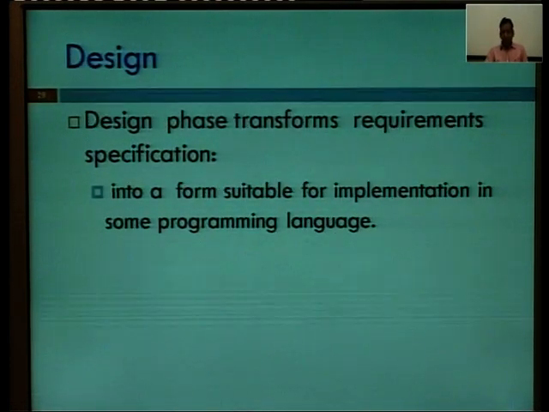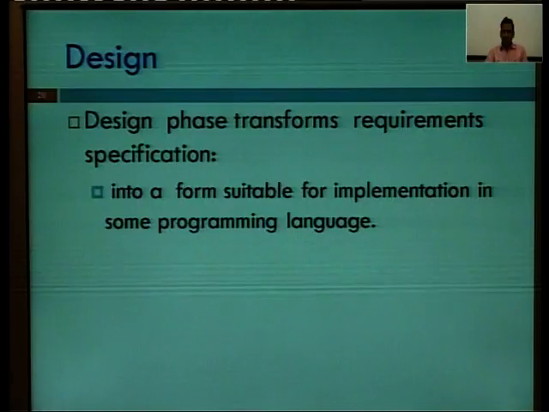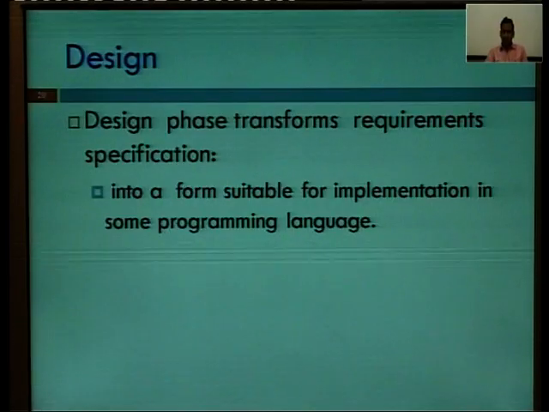The next phase in the software development life cycle is the design phase. The main aim of the design phase is to transform the requirements specified in the SRS document into a form that is suitable for implementation in some programming language. In the SRS document, we specify what the problem is, and in the design phase, in simple words, we specify how to solve the problem.